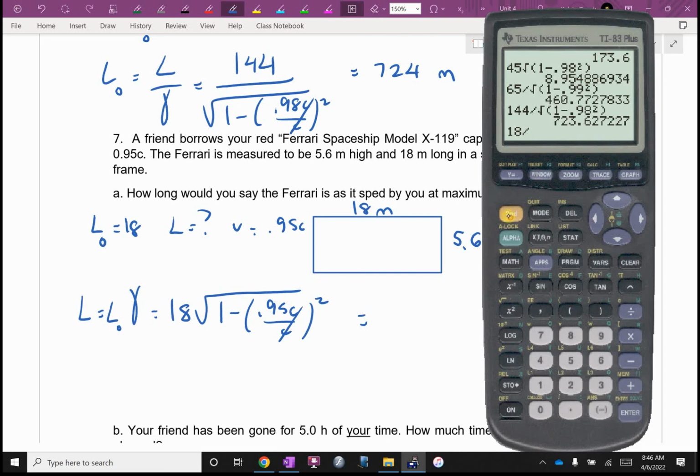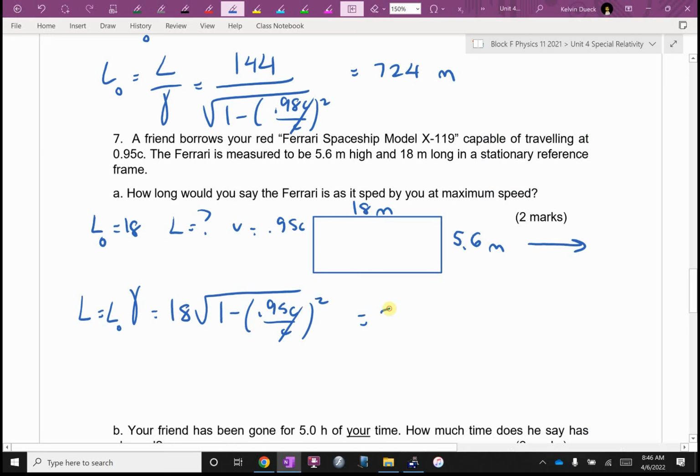Not divided by, times the square root of 1 minus 0.95. Don't forget the squared. And I got 5.62. If you just said 5.6, that's fine. I said, this is kind of neat, because the height was 5.6 meters. The new length is 5.6. You would see the spacecraft, instead of looking like a long, sleek spacecraft, it would almost be a perfect square, right? It would look square to you.